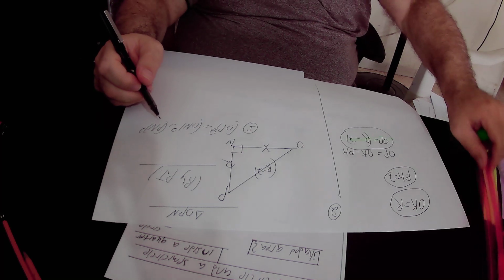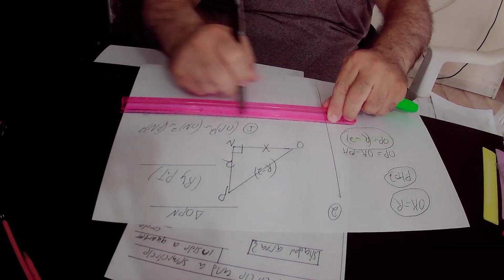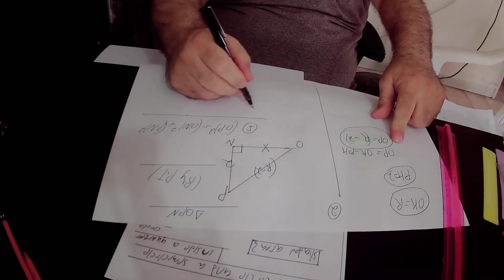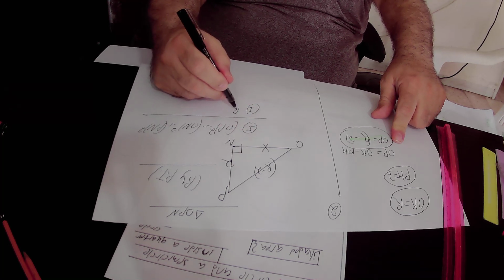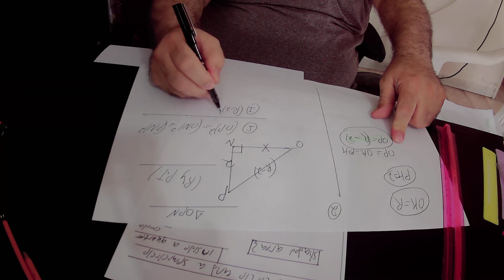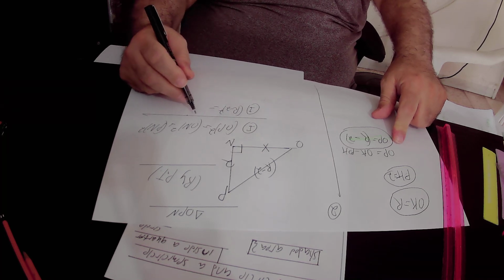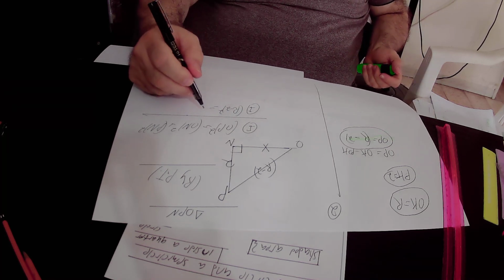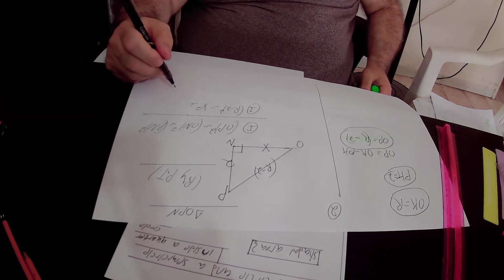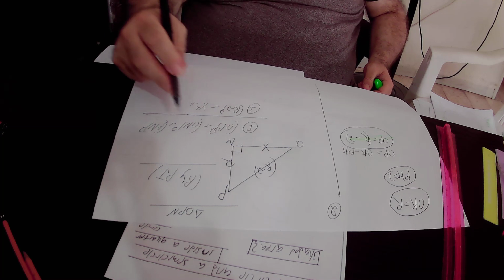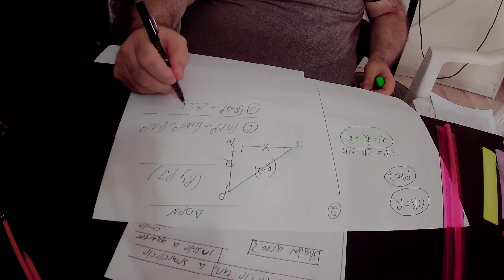Okay, so here OP equals capital R minus 2, so OP squared equals capital R minus 2 squared, and it is equal to ON squared plus PN squared. ON equals X, so ON squared is X squared. PN equals 2, so PN squared is 2 squared, that is 4.